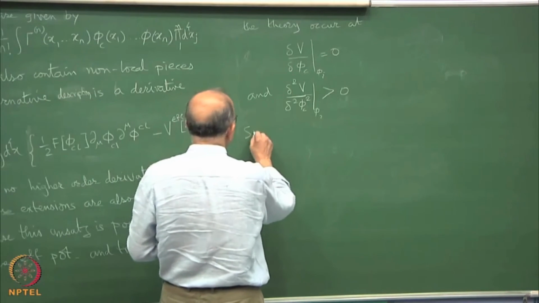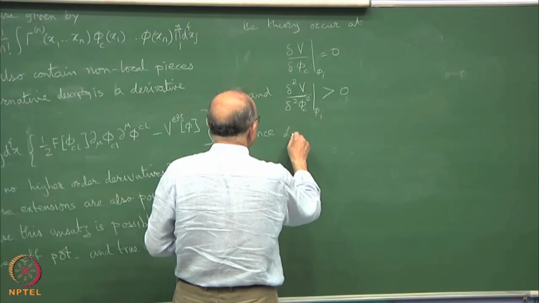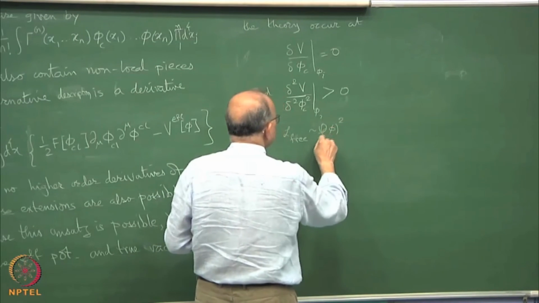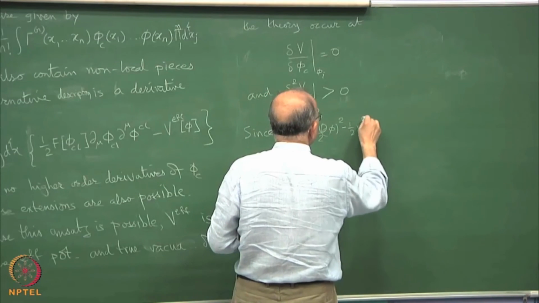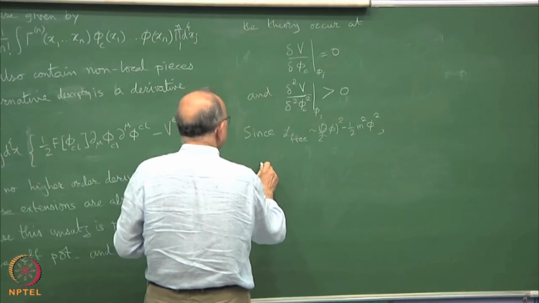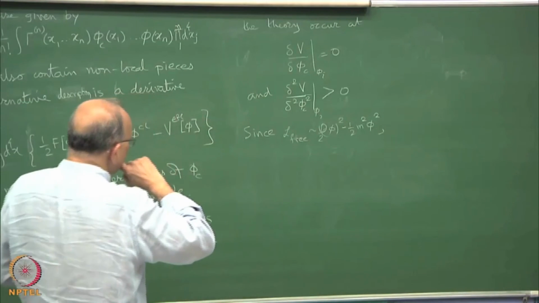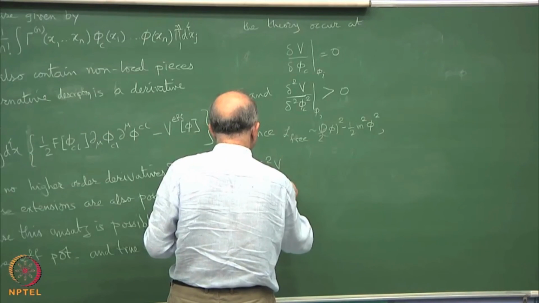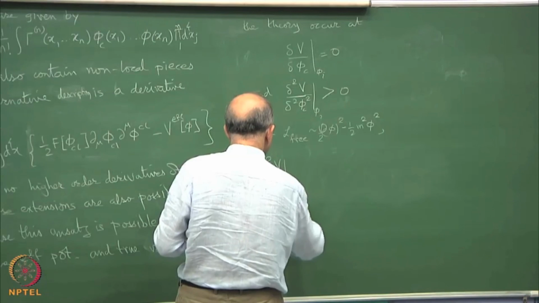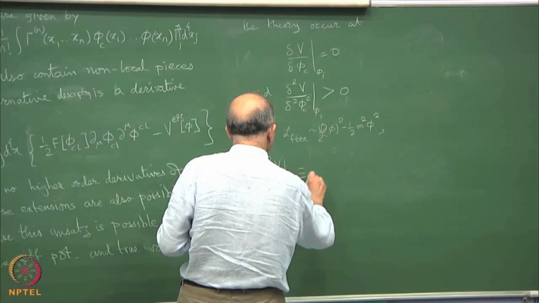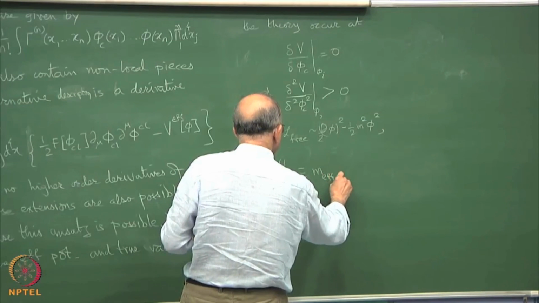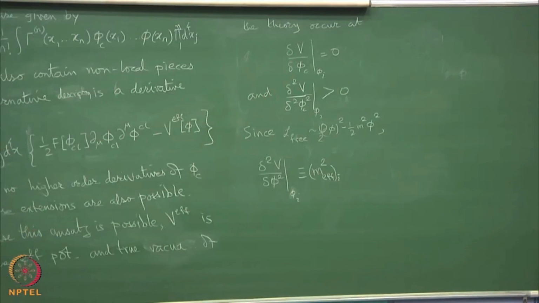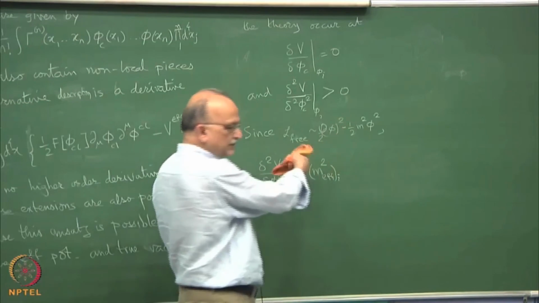Since L free had the form half d phi squared minus a half m squared phi squared, d square V by d phi squared is the effective mass squared at that phi i. If you have a complex field, then you will not have a half factor, but you have to take care of that.